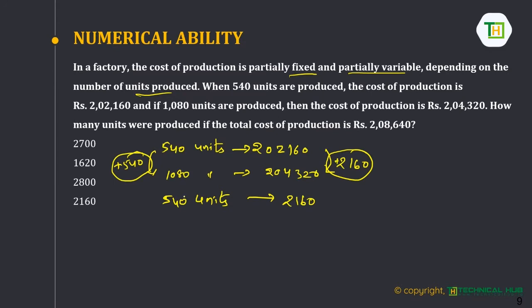2160. Then the per unit cost is 4 rupees. Okay. Now 540 units is equal to 2160. In this 2160, one part is fixed and one is variable, right? Here the variable value for 540 units is equal to 2160.